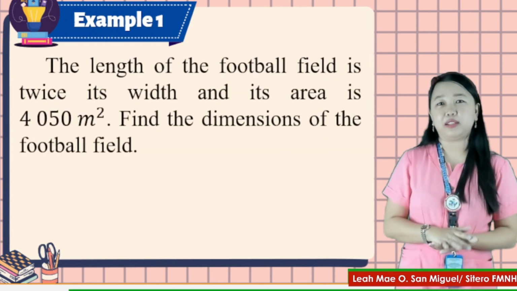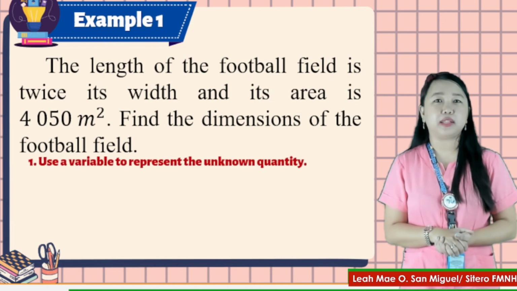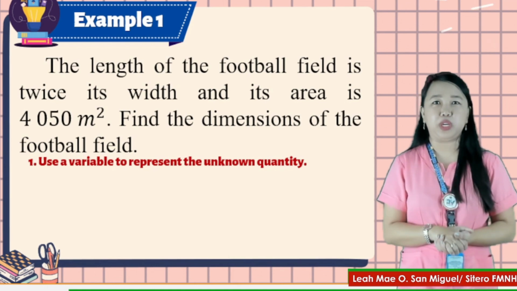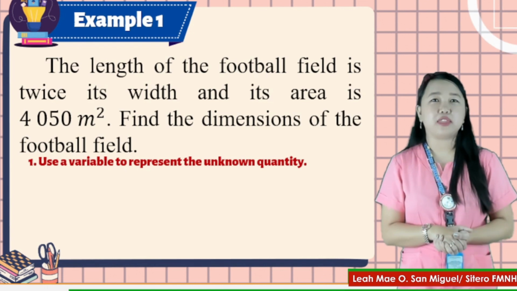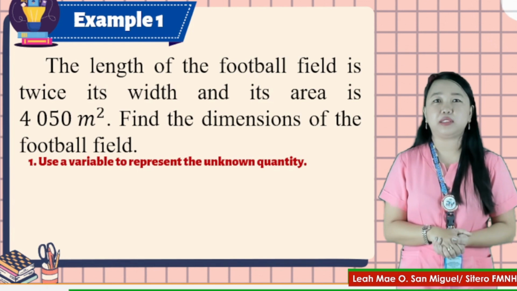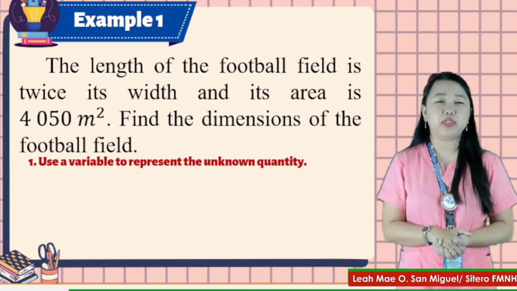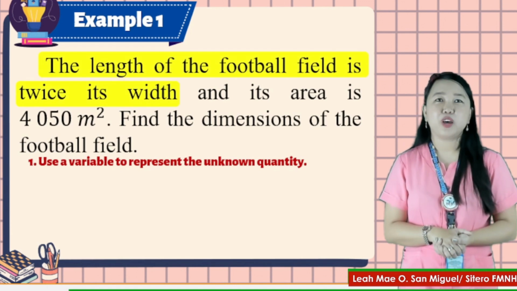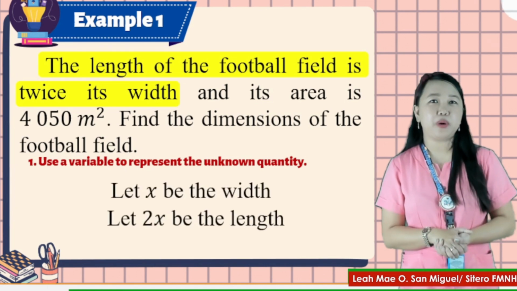After we read and analyze the problem, the first step is to use a variable to represent the unknown quantity. We need a representation for the length and the width. Since the length and width is in meters and the area is in square meters, we may omit the units in representing the quantities. So, the length is described in terms of its width and is specified to be twice its width. Hence, the representation will be let x be the width and let 2x be the length.